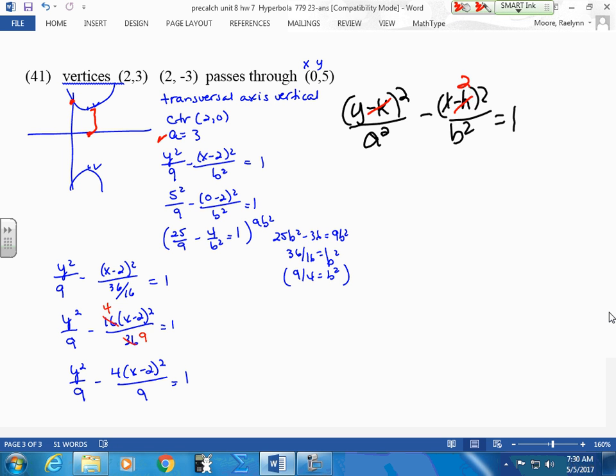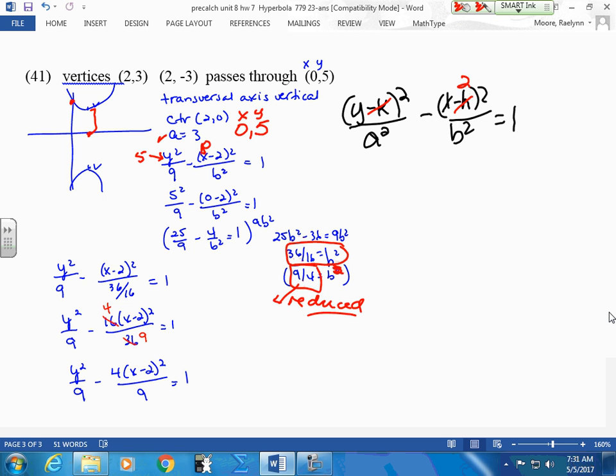So that has to satisfy this equation. So all I want to do is substitute in x and y. Substitute my x for 0, substitute my y for 5. And I want to solve for b squared. All I need is b squared. Because I got a. I don't care about c. So all I need is b squared. Just this guy. And then I'm going to put it in here. This is b squared. I reduced it here, so it's probably better to reduce it.